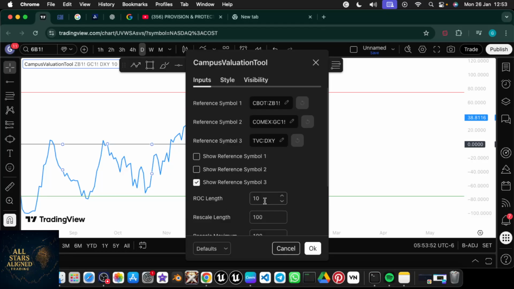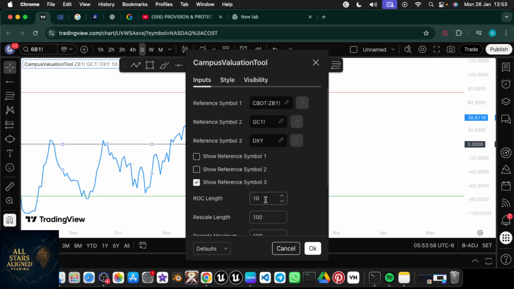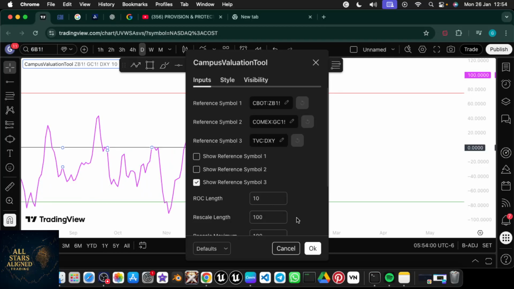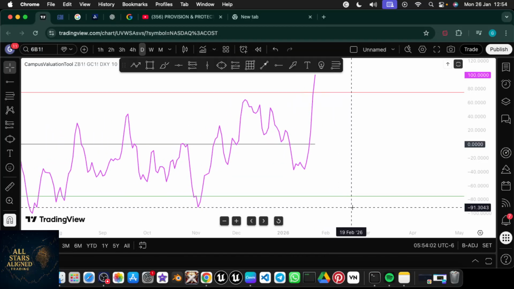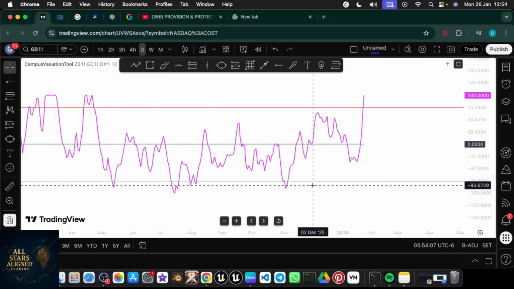So the 10-year look back is not 10 years. I look at the 10 ROC length, it's not a 10-year. The 10 ROC length is what I look at, and I look to see if we are overvalued or undervalued. That's what I pay attention to.